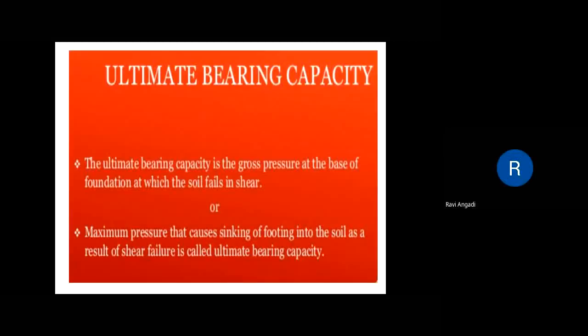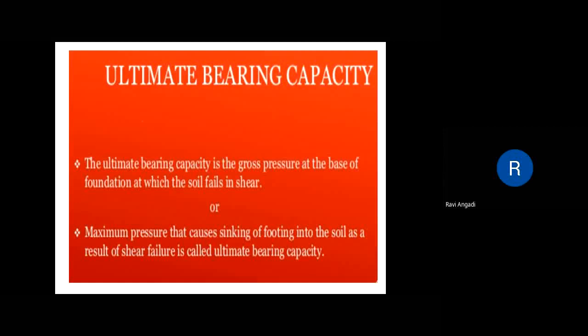With this, again, define some of the terms, very important. You can note it down also. The ultimate bearing capacity. So what is it? What do you mean by ultimate bearing capacity? The ultimate bearing capacity is the gross pressure at the base of the foundation at which the soil fails in shear. It is called the ultimate bearing capacity. And also, one more way to define the ultimate bearing capacity is the maximum pressure that causes sinking of footing into the soil as a result of shear failure.